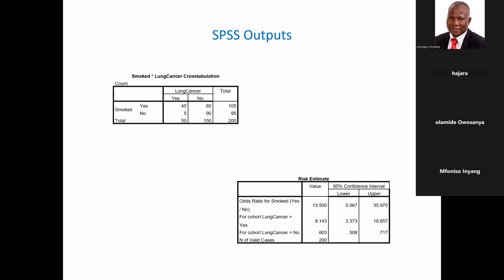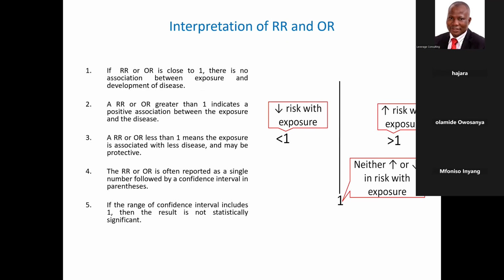It's from 5.067 to 35.970. That is, the odds ratio in the sample you did is 30.5. But in the population, the value will be anything between 5.067 and 35.970.